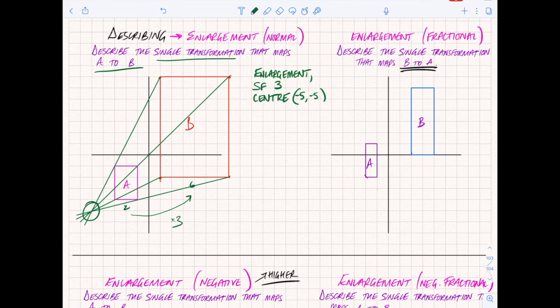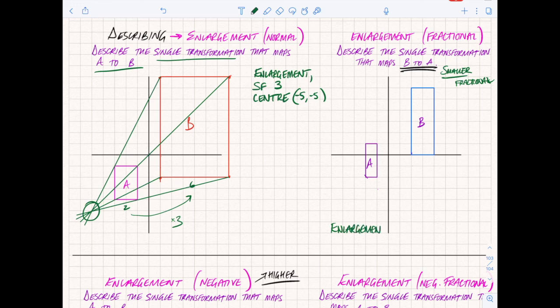So let's look at the next one here. Got to be really careful here because it says B to A. So we're going from here to here, which means the shape is actually going to get smaller. Okay, if the shape's getting smaller, it will be a fractional scale factor. Okay, so let's just double check. First of all, we're going to write the word enlargement.